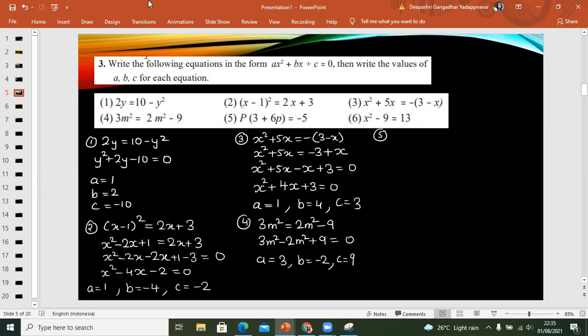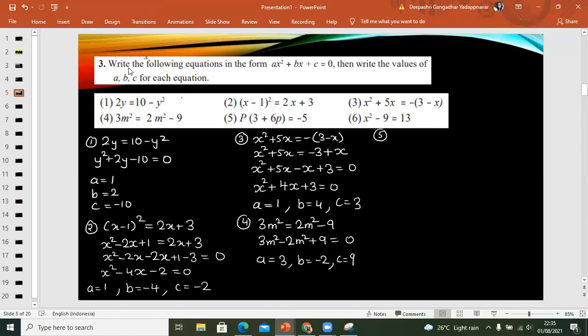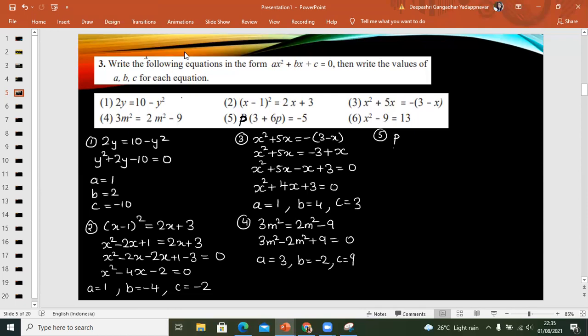Let's solve question 5. By mistake they have written capital P here, so it is a small p only. There is a mistake in the question, so it's a small p. The question is p(3 + 6p) = -5. Let's multiply this p inside the bracket. So it will become 3 times p, plus p times 6p will give you 6p² = -5.